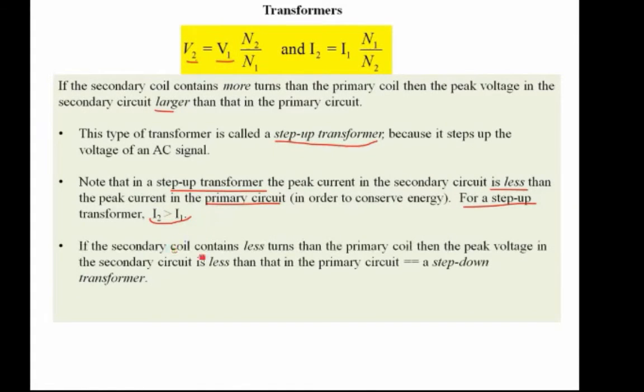If the secondary coil contains fewer turns than the primary, then the peak voltage in the secondary circuit is less than in the primary circuit, so we call that a step-down transformer. Just like we would conclude in the other case, it changes the relationship between I2 and I1. If we have a step down, then the primary has more current than the secondary. So let's go back here. In the case where it's step up, the current in the primary is less than the current in the secondary.